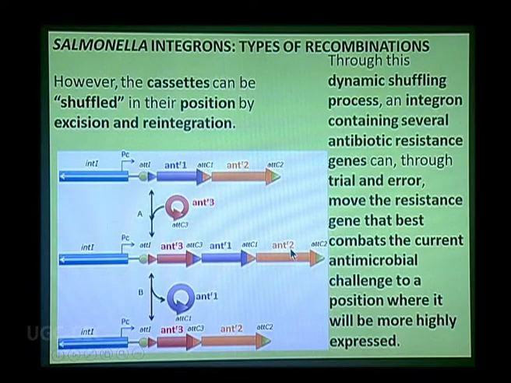Again, it can so happen that, say here you have ANTR2, it can get excised out, and then again it can be reinserted here by recombination with att I. Then in that case, ANTR2 will be highest expressed than ANTR3 or ANTR1. This indicates that the position of the antibiotic resistance genes are always getting shuffled, and it's a dynamic situation.